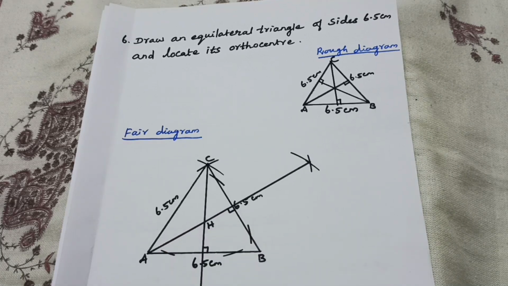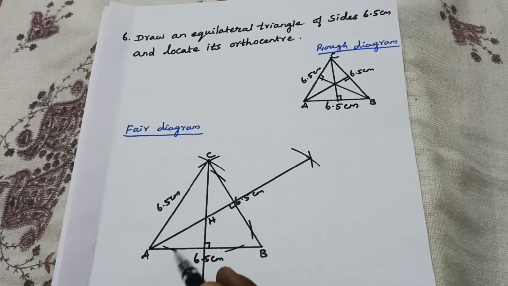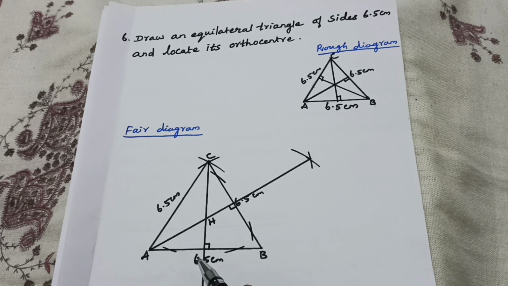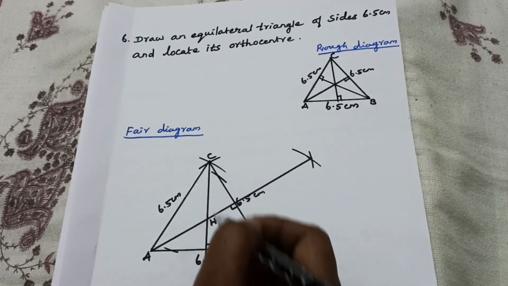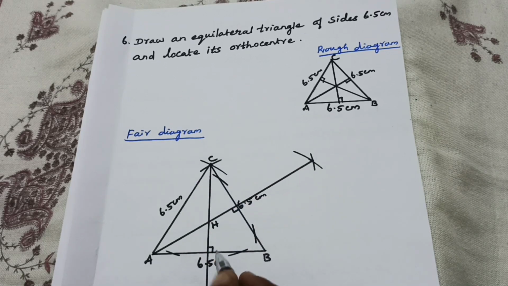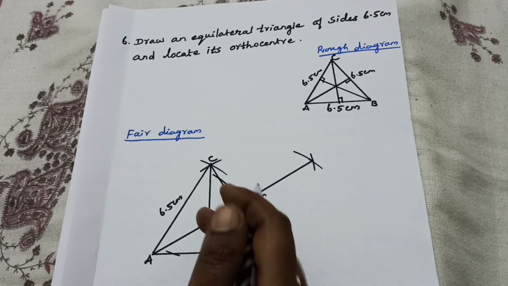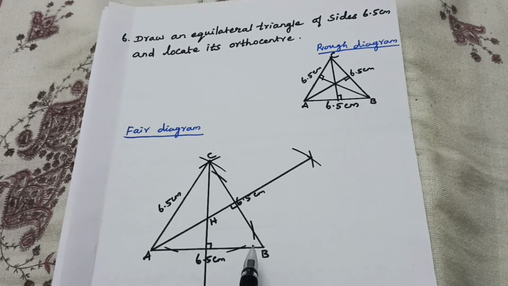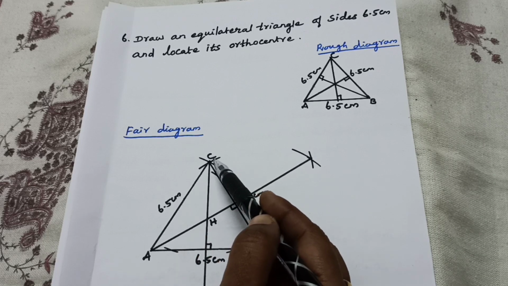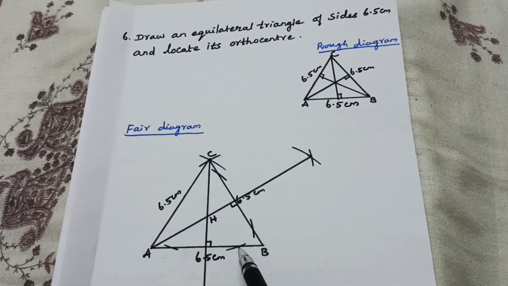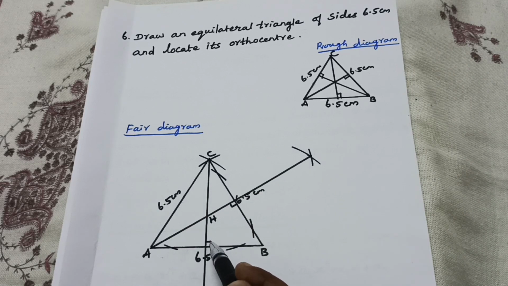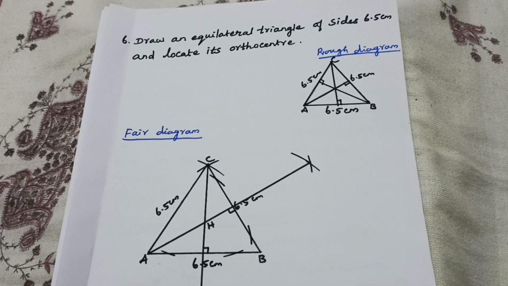What is meant by altitude? Altitude of a triangle is a line segment through a vertex and perpendicular to a line containing the base. Okay, this is a perpendicular line. Then it will come 90 degree. Okay, perpendicular means, this is the base, and then from C to this AB, maximum height. This is the altitude. Have you understood?